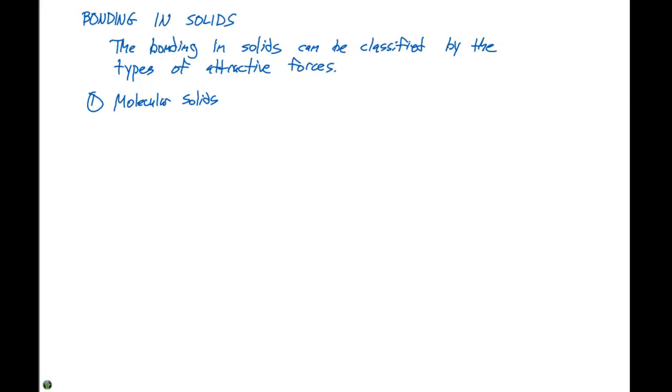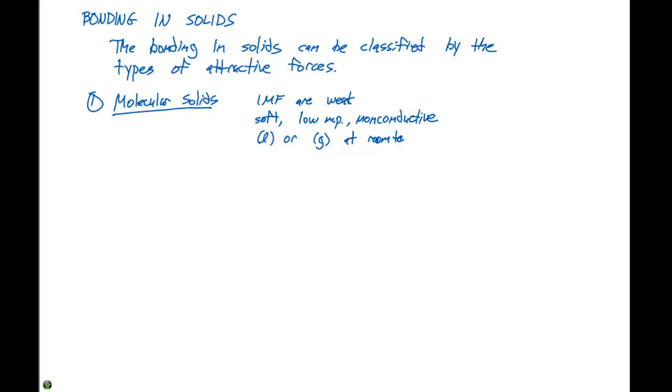And in molecular solids, our intermolecular forces are weak. Okay, these are soft. They have a low melting point, and they're non-conductive. Typically, we observe these as a liquid or a gas at room temperature. And some examples we could see are helium gas, water in its liquid form, and CO2 as a gas.